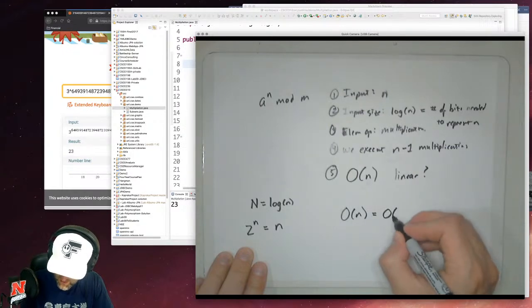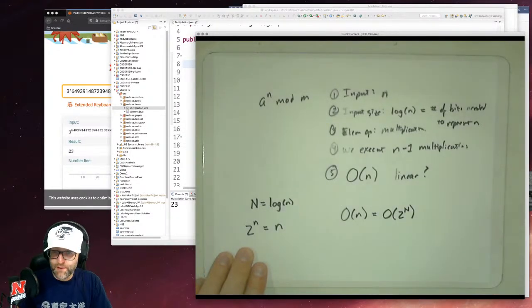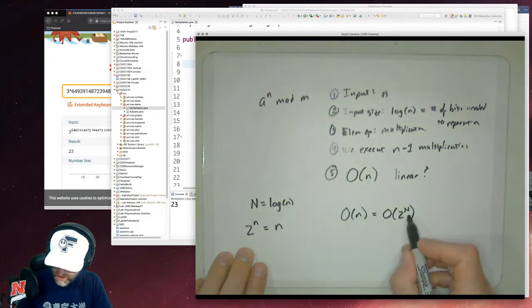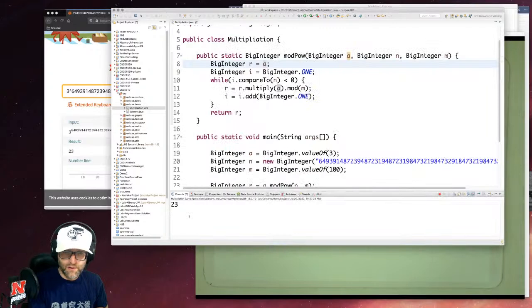And now you can see why this is taking so long. It's exponential in the number of bits required to represent it. Right? That's the true input size here. This will take, literally, this will take centuries to compute. I'd have to actually do a benchmark here of how many multiplications I can actually do.